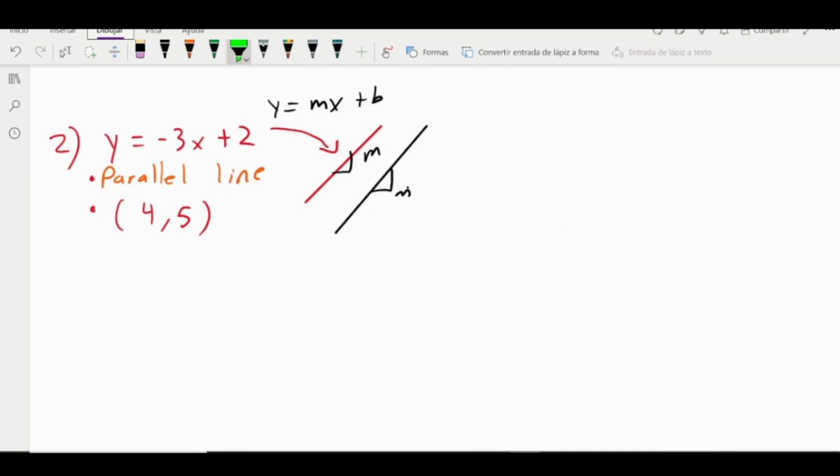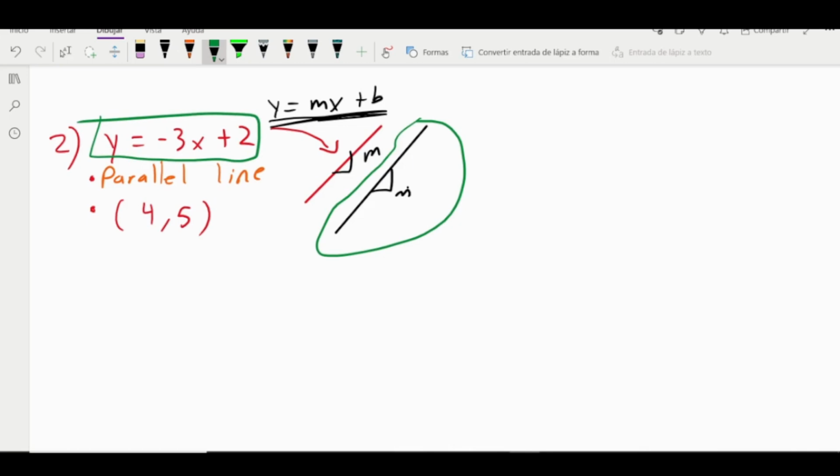Here in the second problem, as you see, we have different conditions, but the idea is the same. We need to find the equation of the straight line. We need to express the equation for this line, but this line is parallel to another one, of which we already have the equation: y equals minus 3x plus 2.